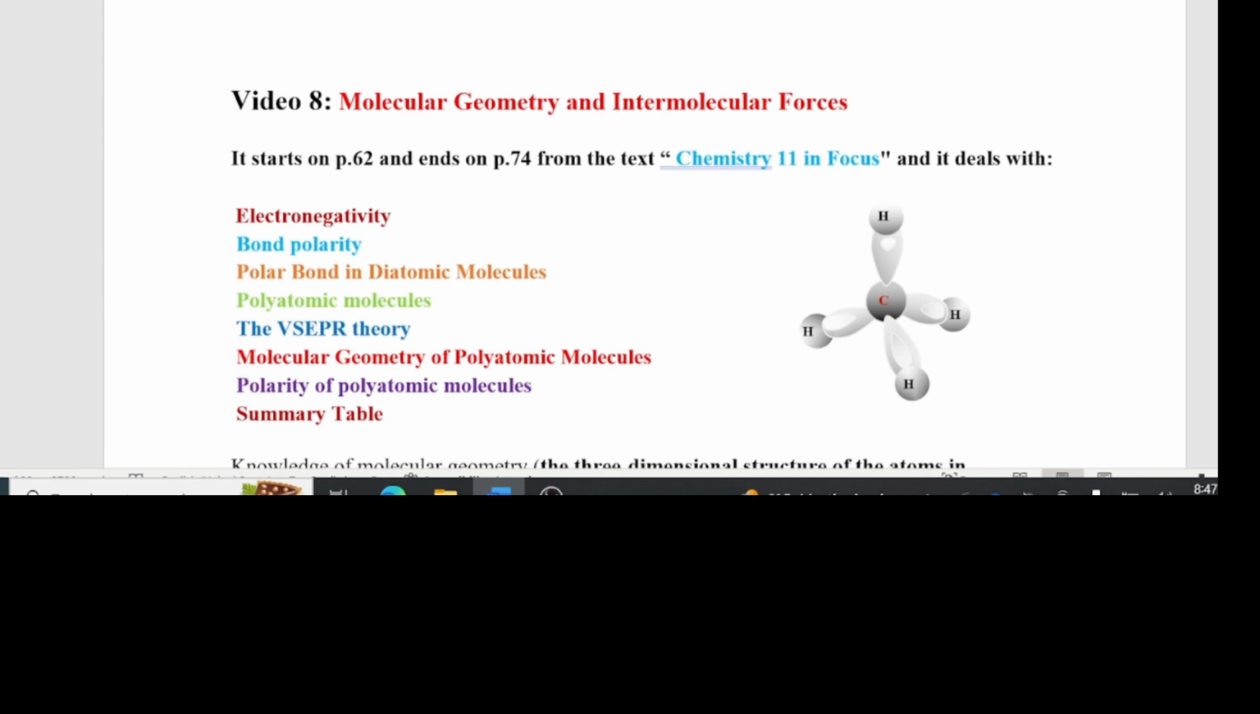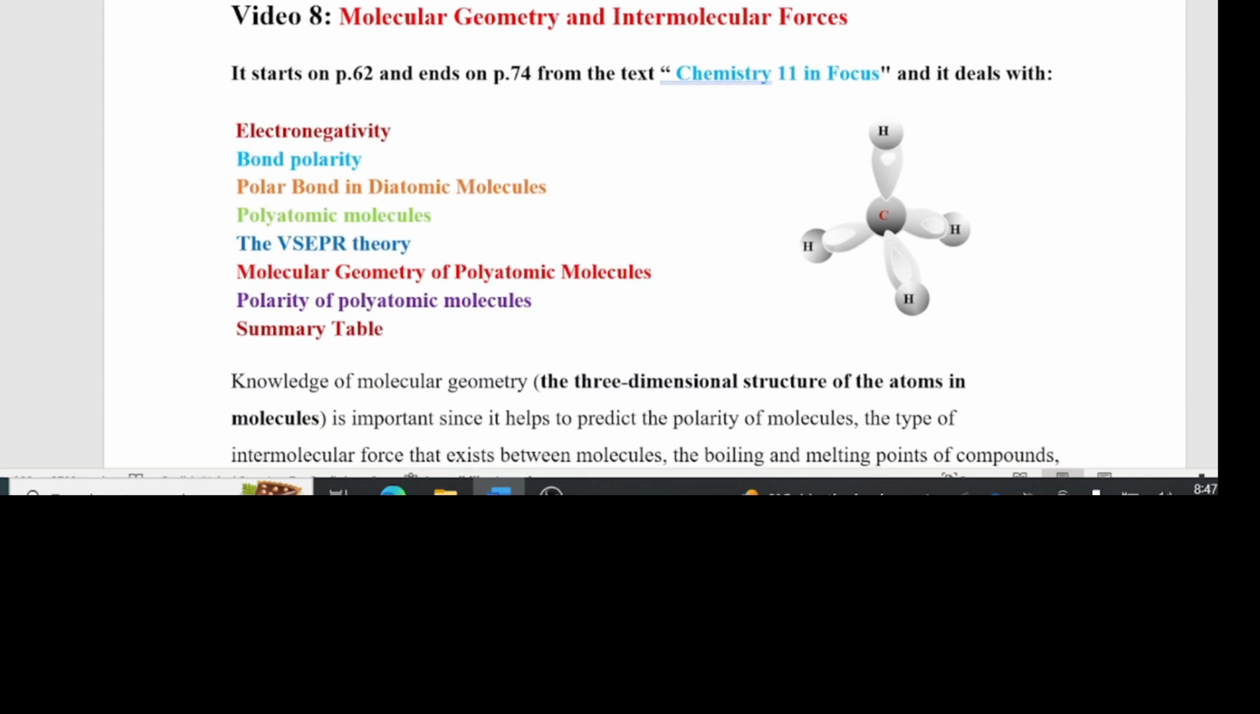Today your lesson deals with molecular geometry and intermolecular forces. In this lesson, we will be talking about electronegativity, bond polarity, polar bonds in diatomic molecules, polyatomic molecules, the VSEPR theory, molecular geometry of polyatomic molecules, polarity of polyatomic molecules, and there's a summary table. Today's lesson starts on page 62 and ends on page 74 from the text Chemistry 11 in Focus.